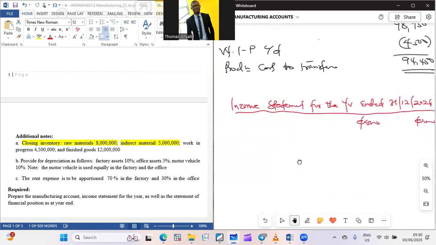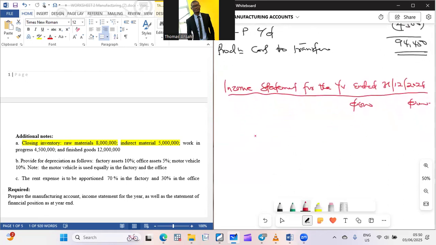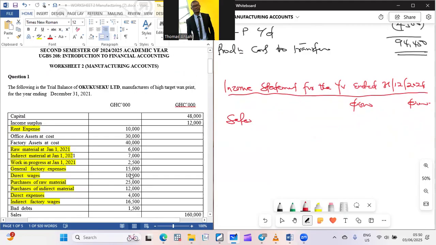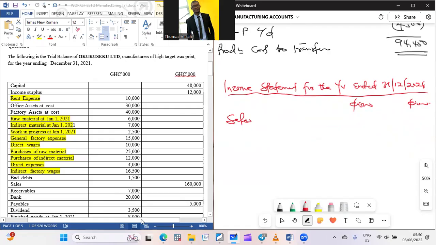Okay. So here you know what we start with, like sales. Then less returns. How much is our sales? Sales is here, 160,000. Is there any returns? No, not seeing any.